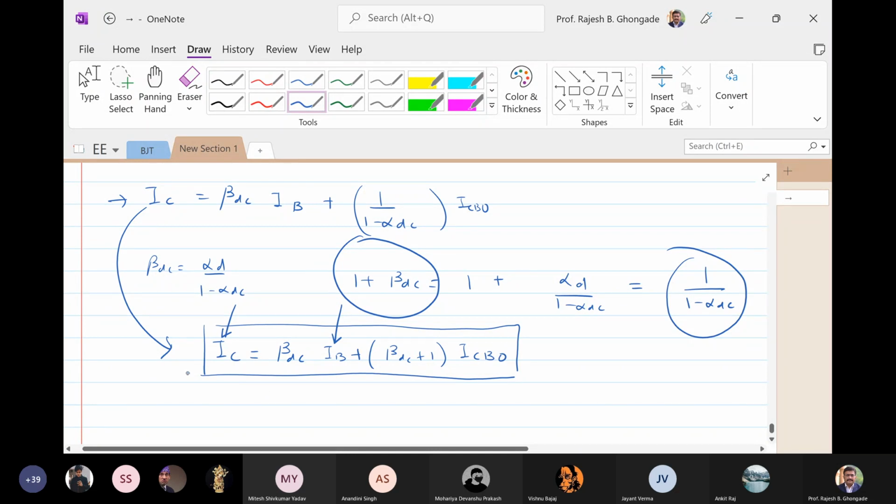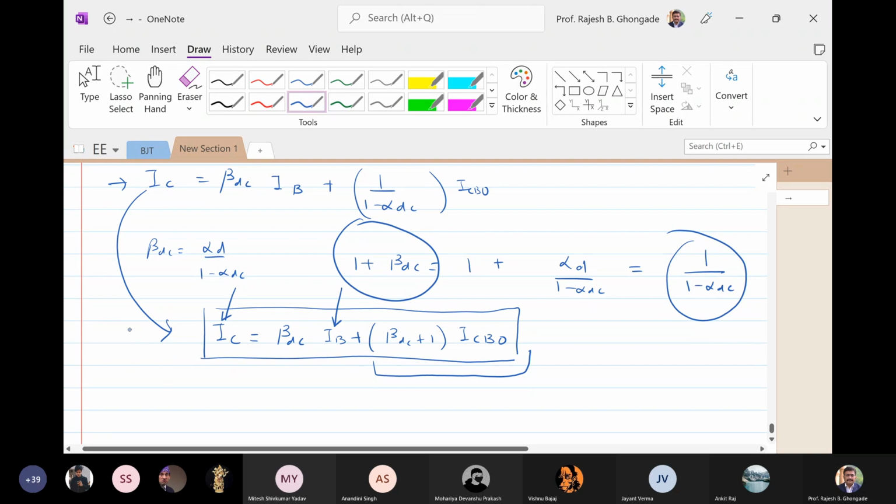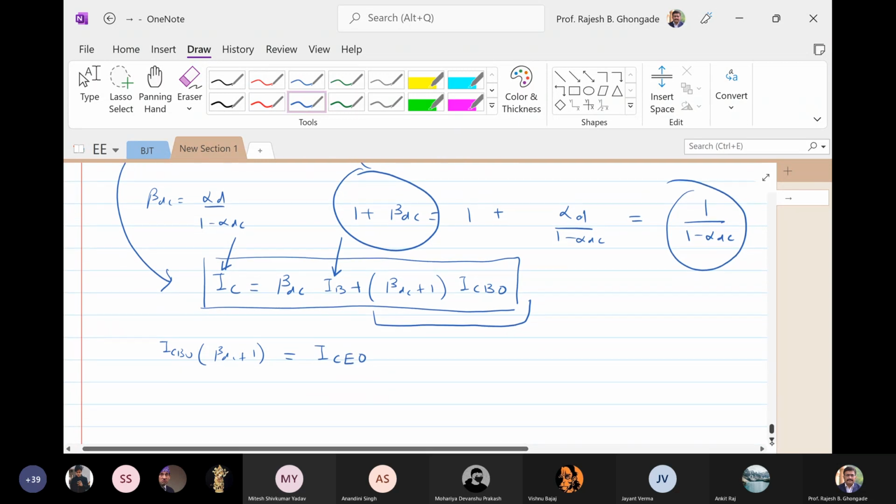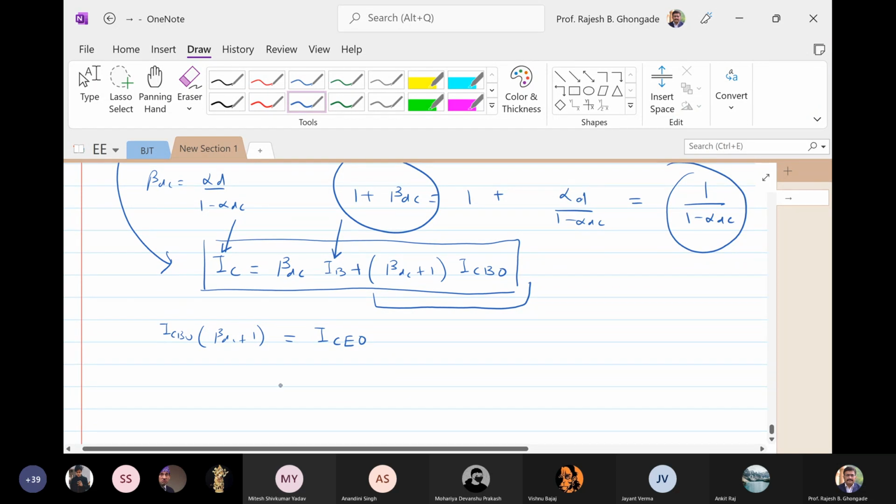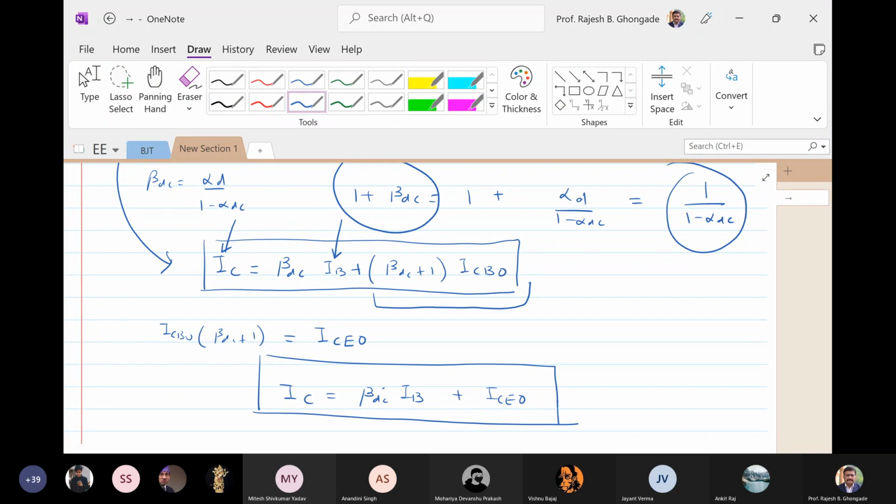Now, if we look at the second term only, I am going to call this ICBO into beta DC plus 1 as ICEO. I'll define this term like this. So finally what I get is IC is equal to beta DC into IB plus ICEO. Remember this, very very important. So this is the current relationship between collector current and base current, that is, output current and input current.